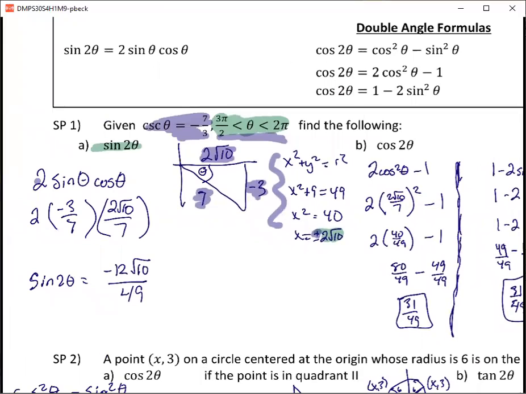So let's apply the formula. Sine of 2 theta is 2 sine theta cosine theta. And we know that the sine of theta is going to be y over r, which is how I get negative 3/7. Cosine of theta is x over r, which is how I get 2 square root of 10 over 7. Therefore, I multiply it through. Sine of 2 theta is negative 12 square root of 10 over 49.